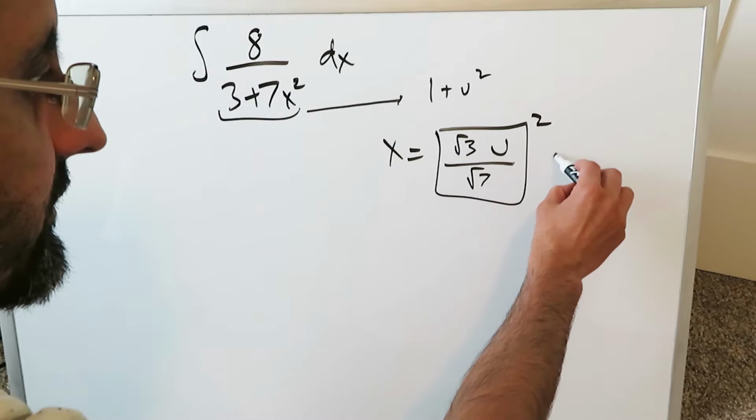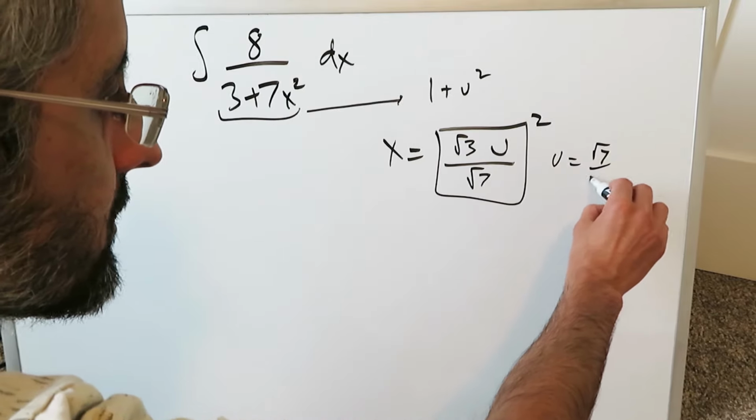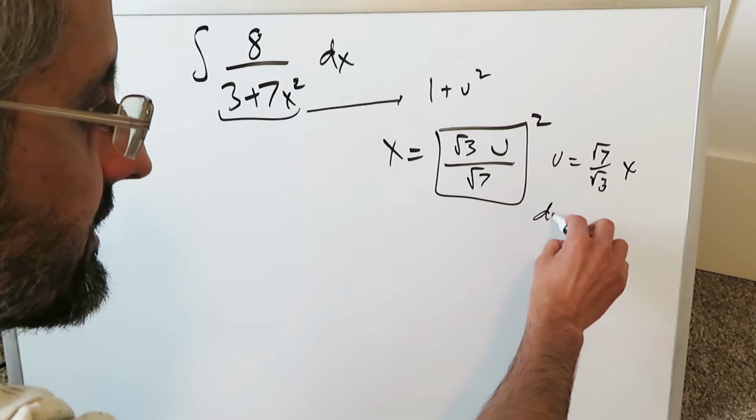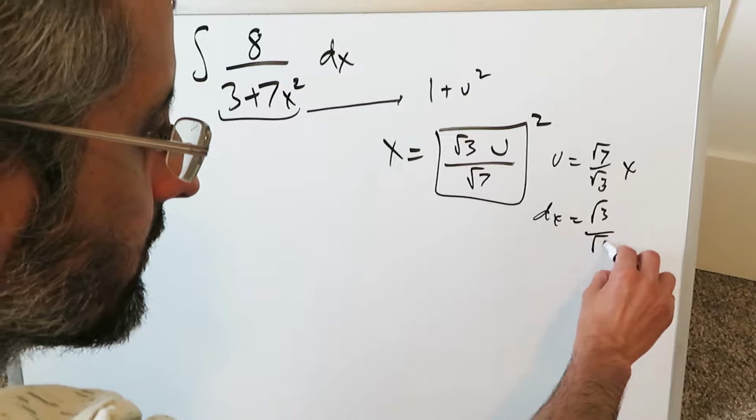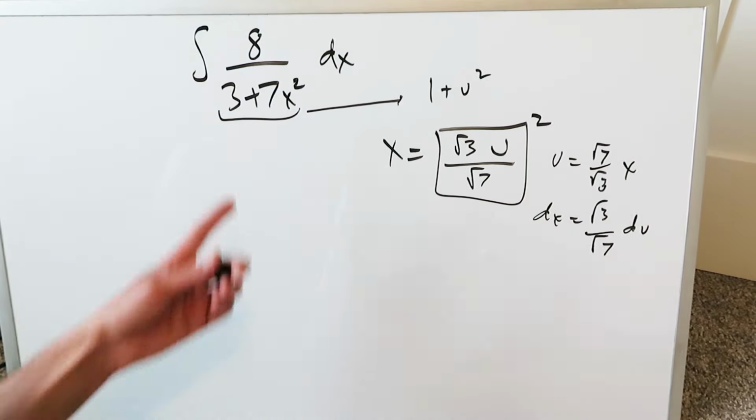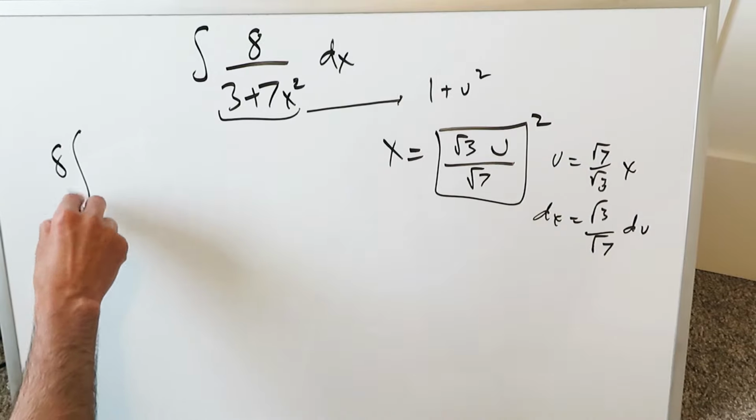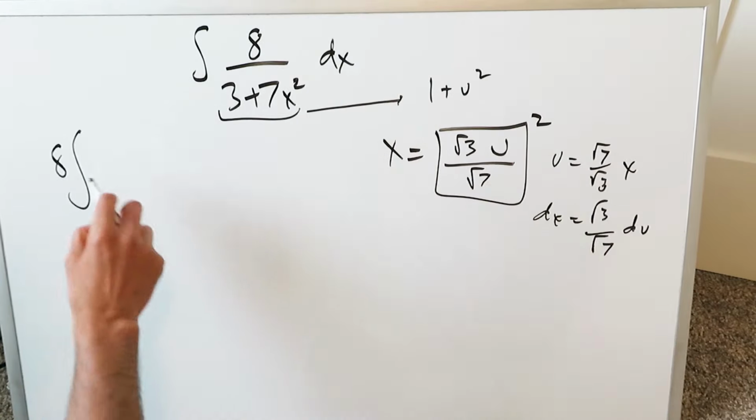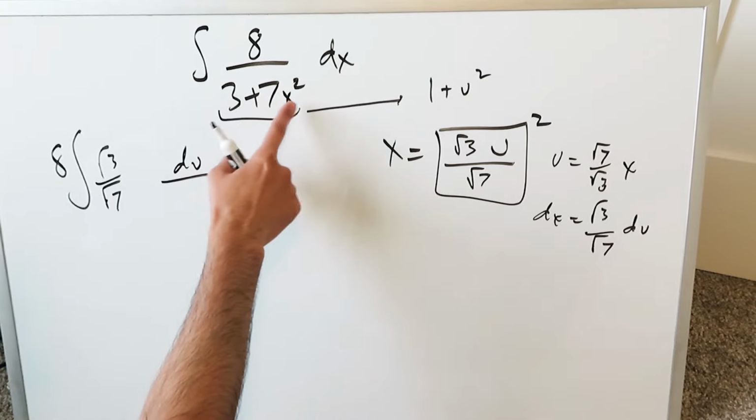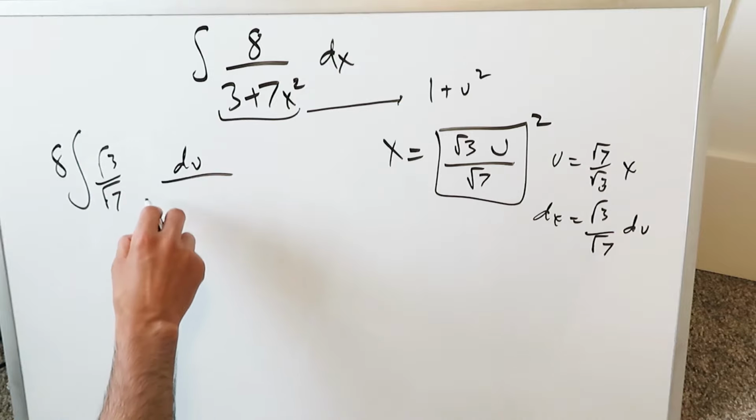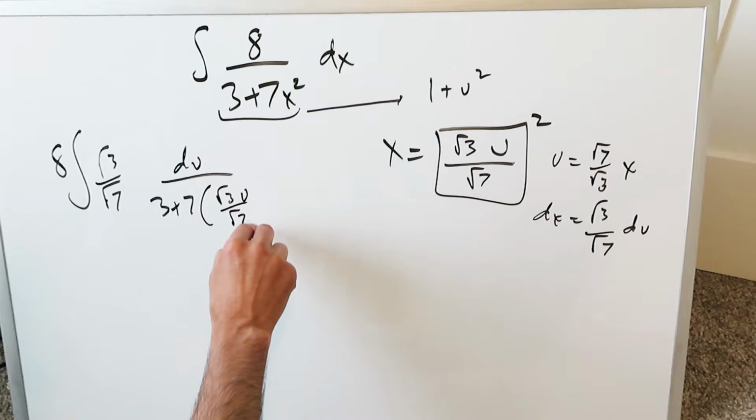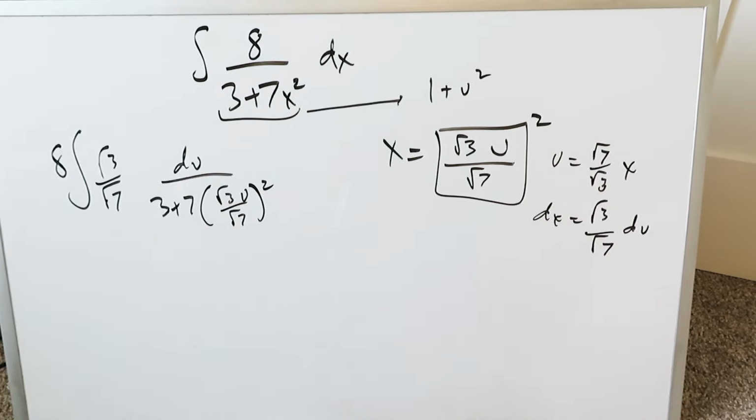If x is equal to all of this, u is equal to root 7 over root 3 x. X is the substitution which will come in at the very end, and obviously dx is equal to root 3 over root 7 du. Bring in all of these items here into your integral and modify it. You have 8 sitting outside, you have dx is equal to that, root 3 over root 7 du, over this denominator will get affected by that: 3 plus 7 into root 3 u over root 7 whole square. And now you'll see how this thing will work out.